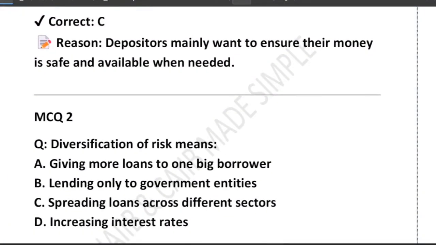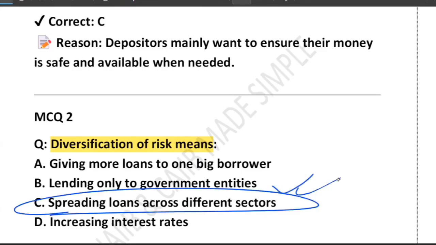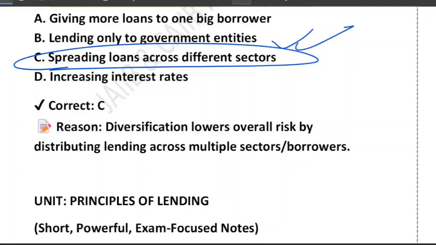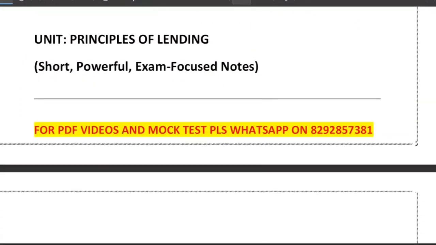Now the next question they have asked, what is the meaning of the term diversification of the risk? Giving more loan to one big borrower, lending only to government entities, spreading loan across, yes, correct. That's called diversification. You are spreading the loan across different sectors. Now friends, let's switch our focus to the next part, that's called principles of lending.